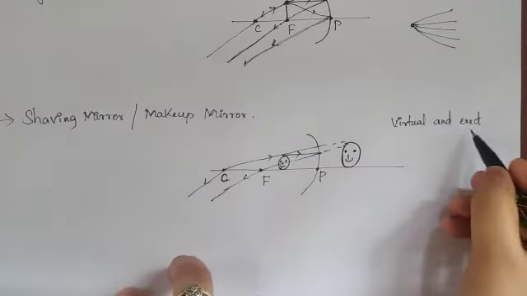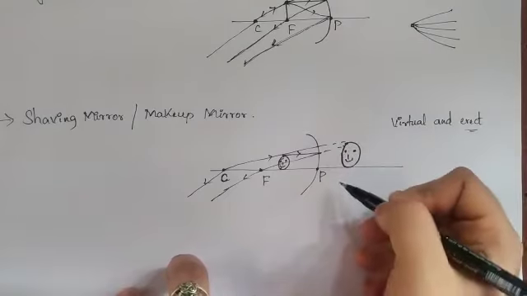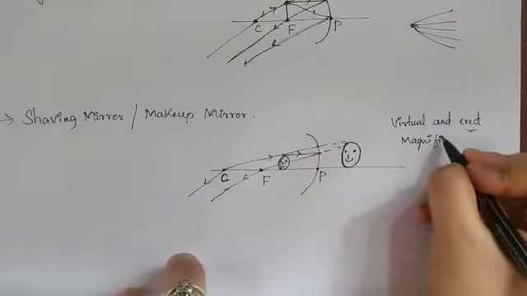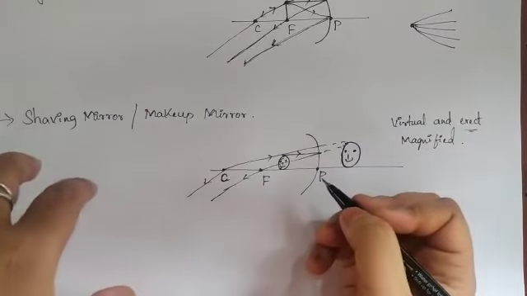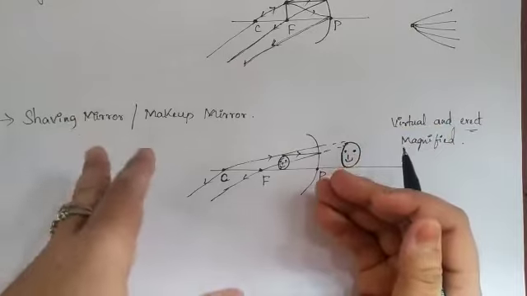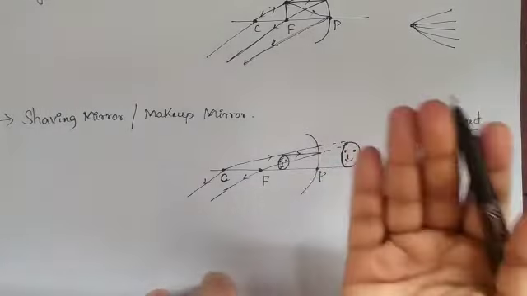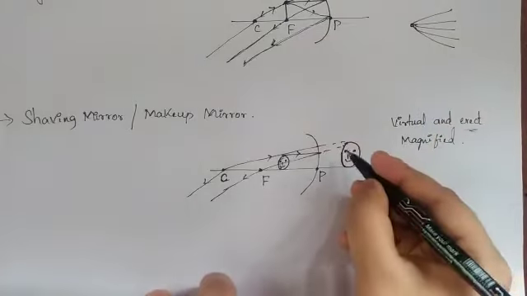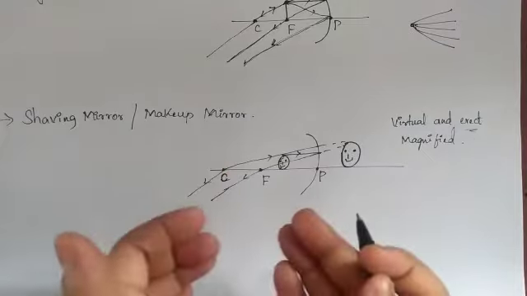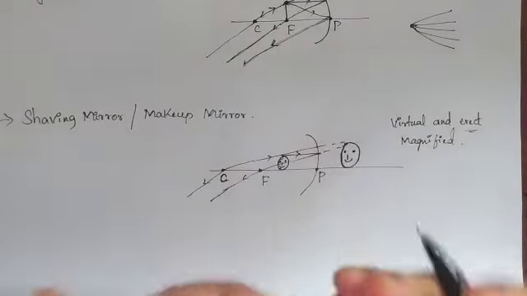Erect image is nothing but upright, that is, the same position as yours, and a magnified image is formed. So this is one application of the concave mirror in the case of the shaving mirror. You can observe this in a spoon also. Whenever you are near to that concave mirror, you are able to see your image very enlarged, very magnified, and you will see an upright image.